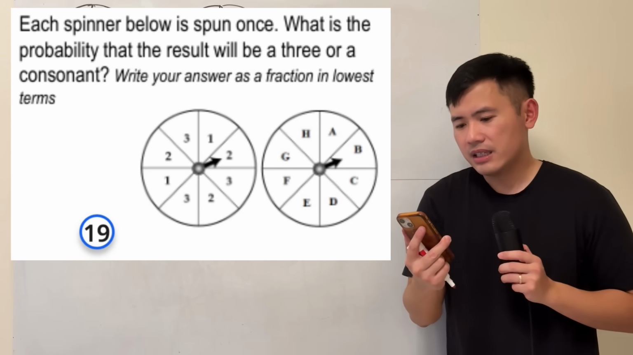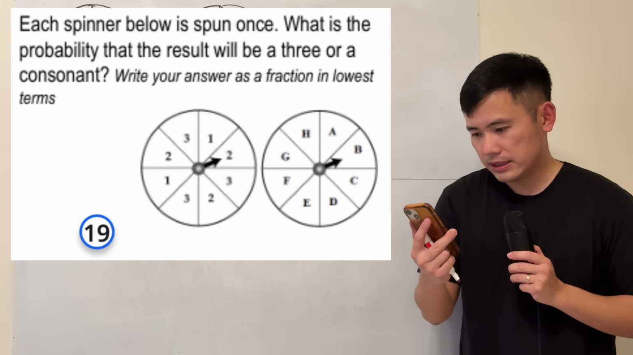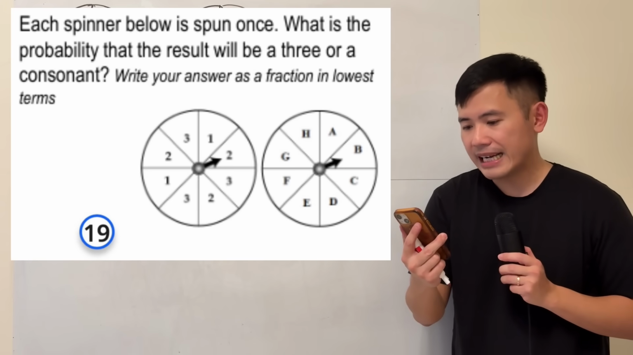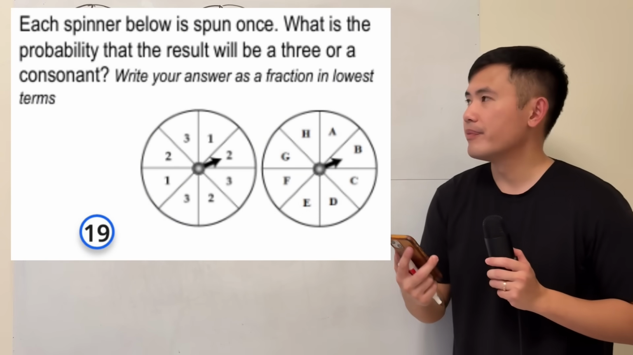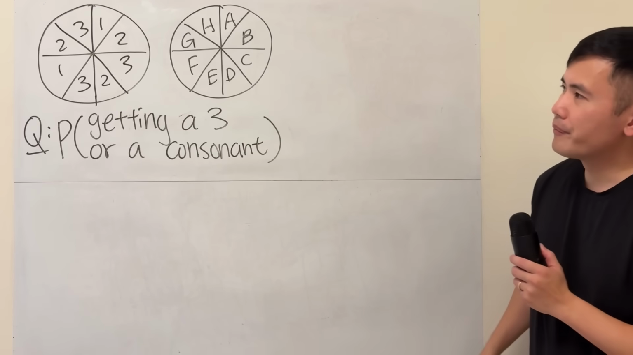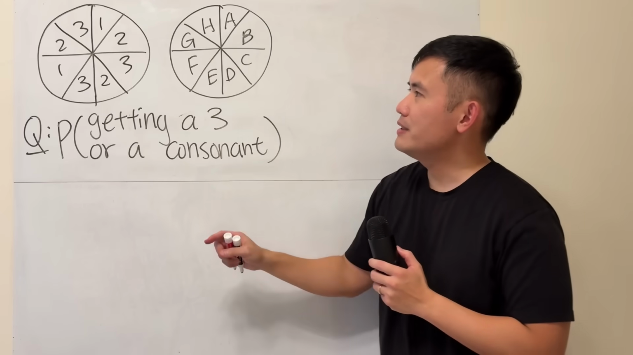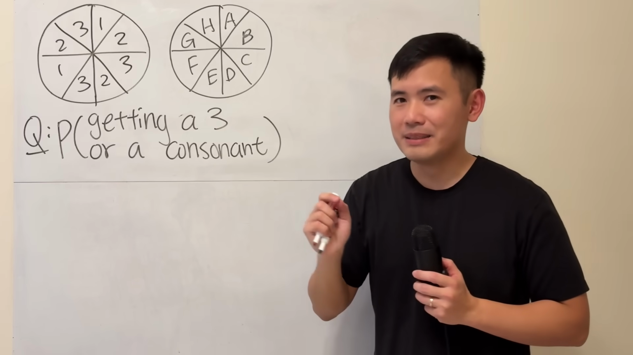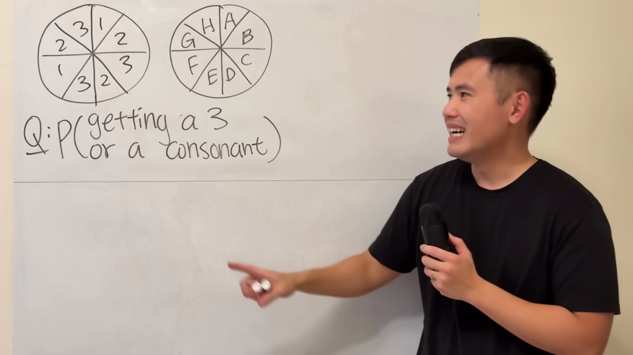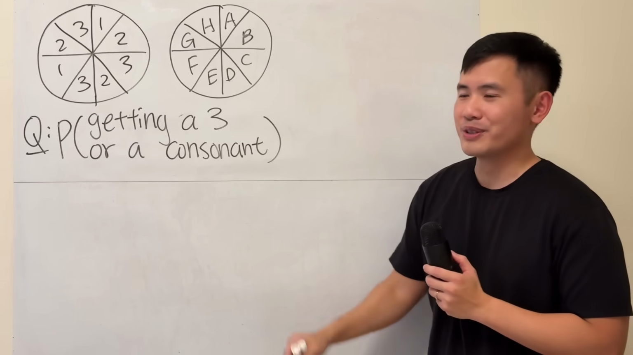The question says, each spinner below is spun once. What is the probability that the result will be a 3 or a consonant? Okay, here is the deal. We have two spinners. Each part right here is meant to be equal. It's just my picture is bad, and I didn't draw the arrow. Just excuse me on that.